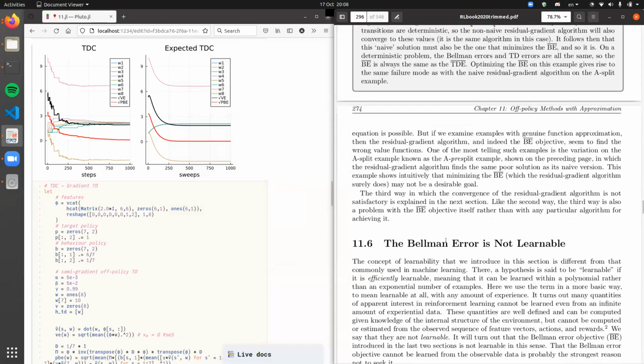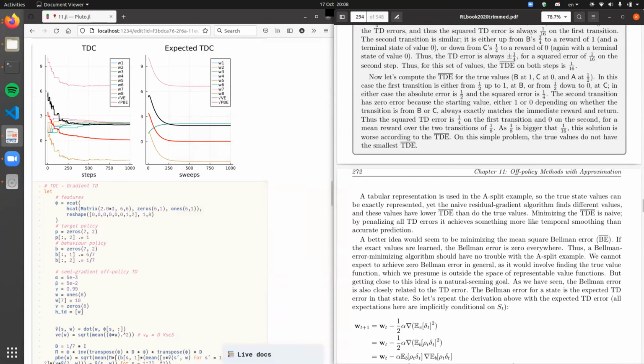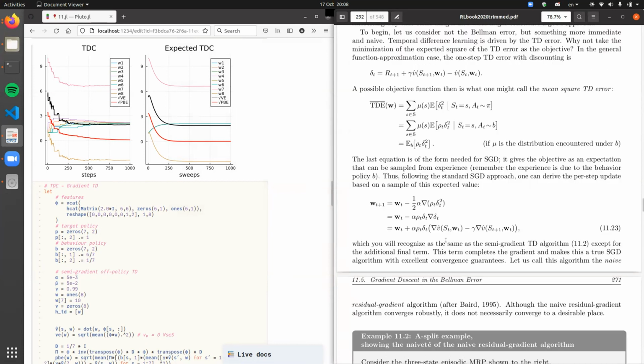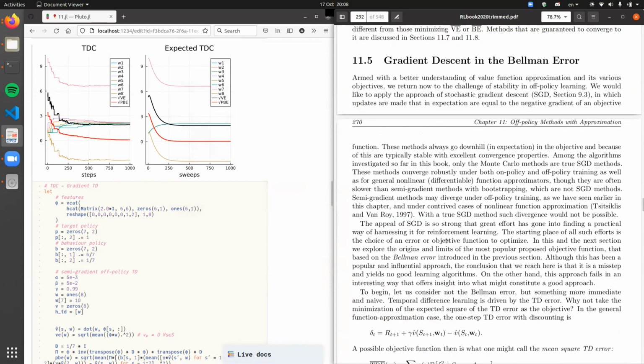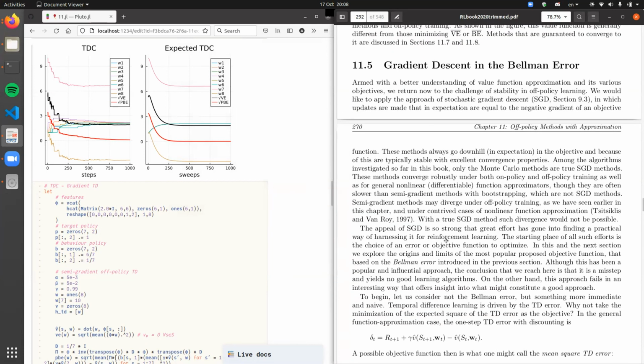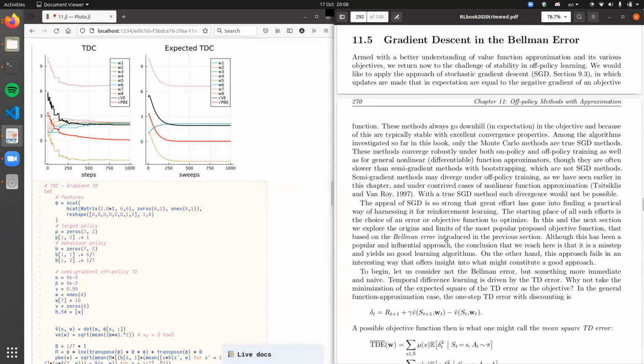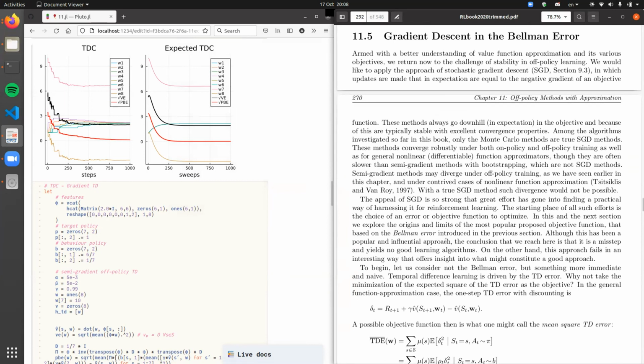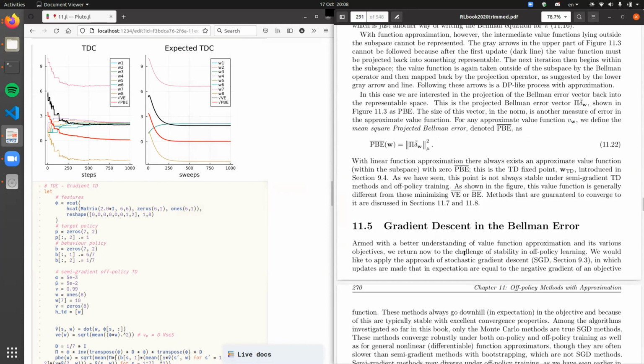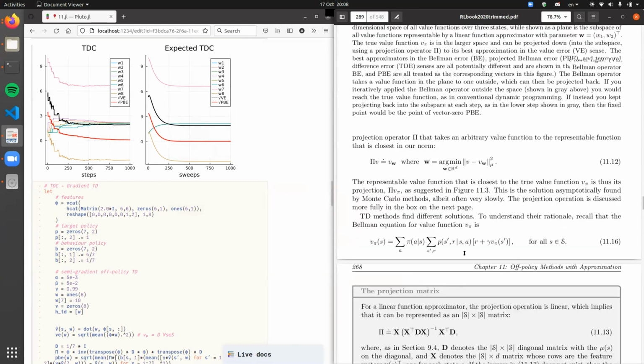All right, so last week we covered the material until 11.5, the section on gradient descent in Bellman error. Yeah, a quick recap of what we covered last week.